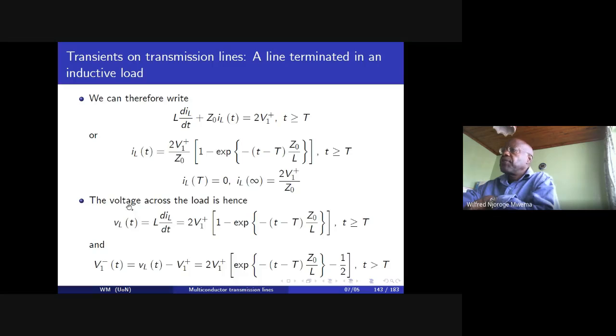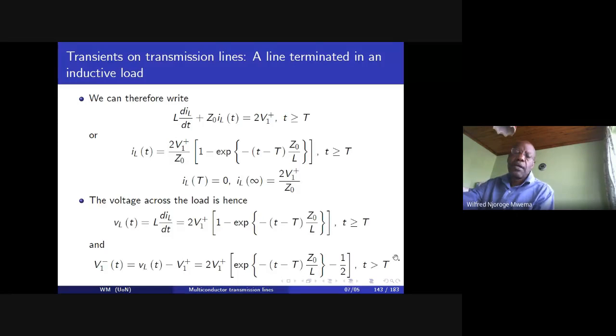So the voltage across the load is therefore going to be given by the circuit theory solution, that is V_L of t is equal to L di_L/dt, and therefore we can differentiate that with respect to time and multiply it by the inductance, and we'll get a value for the voltage. And therefore we can get the reflected voltage as shown, just by subtracting V1 plus from the value of V_L, and we'll get a value of that nature with minus a half there.